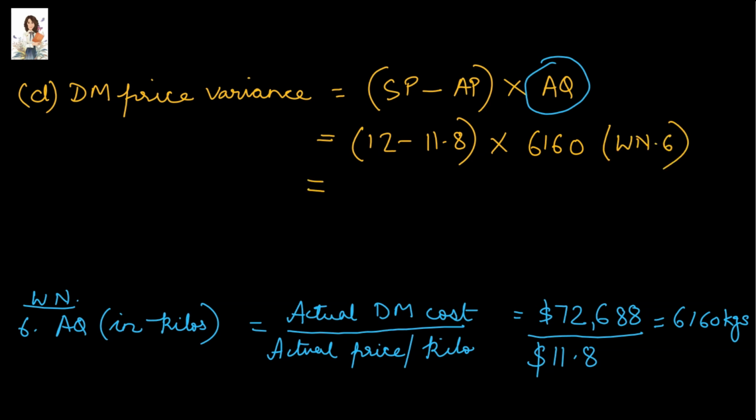Solving this further, we get $1,232. The company had estimated that it would buy material at $12 per kilo, but actually it bought material for a lower price, that is $11.8 per kilo, which is a good thing for the company. And so this $1,232 is a favorable variance, which is denoted by the letter F.